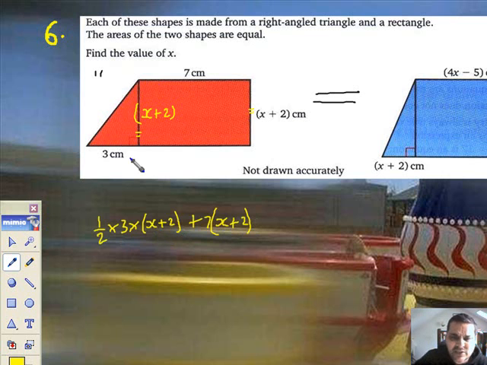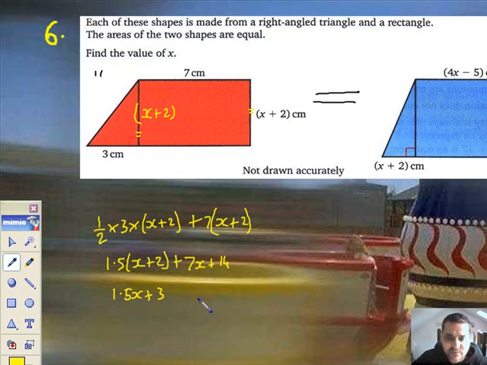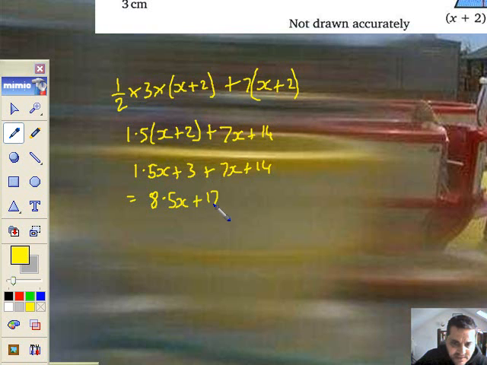Is that alright? So let's just tidy up the area of this trapezium first. So what have I got here? Half of 3 is going to be 1.5 times x plus 2. Add on, may as well multiply this out while I'm at it. 7x plus 14. Multiply this part out. 1.5x plus 3. 1.5 times 2 is 3. Then add on my 7x plus 14. That comes to altogether 8.5x plus 17.